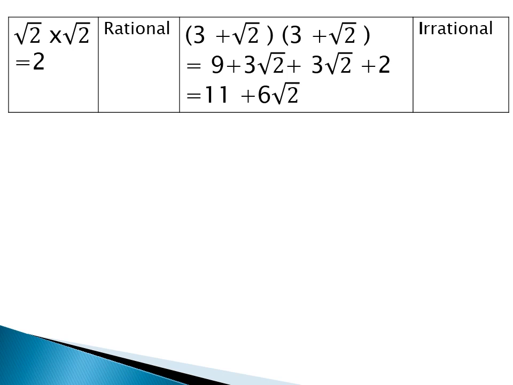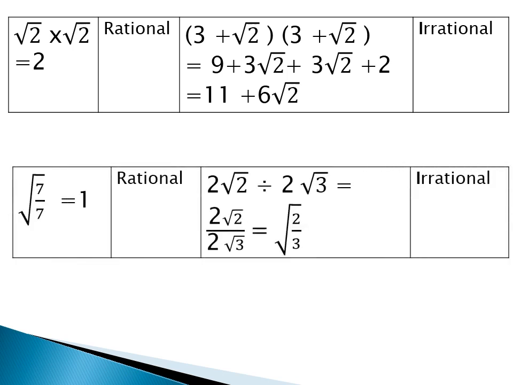Now we have seen the division. Root 7 by root 7, that is division is taken, then the answer is 1. Again the same rule, rational. Root 2 by 2 root 3, the 2 will get cancelled. So what is remaining? Root 2 by root 3. So both are irrational only. In the first case, when we take the division of two irrational numbers, you get the answer as rational. In the second case, when you take the division of two irrational numbers, your answer is irrational.